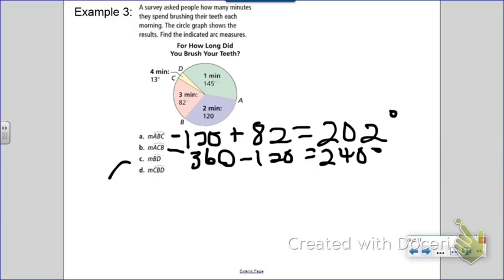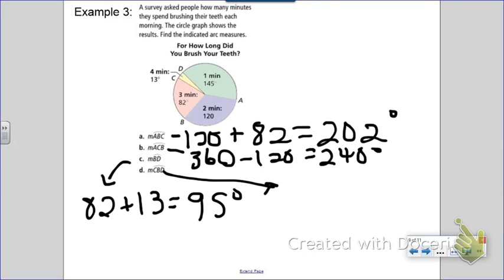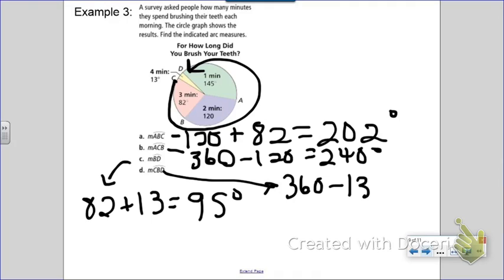Arc BD, so B to D, is 82 plus 13, so that would be 95 degrees. And then arc CBD, C then B then D in that order around the circle, would be everything except the 13 degrees. So 360 minus 13, which is going to equal 347 degrees.